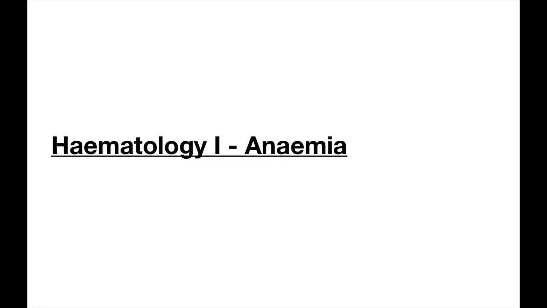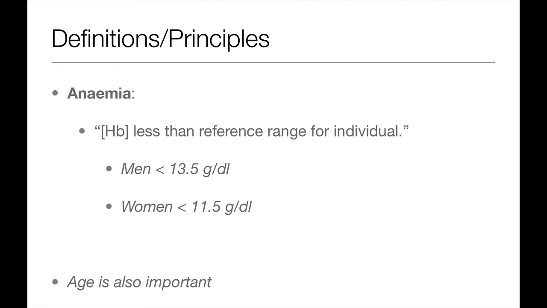Let's talk a little bit about anemia. Let's start by defining anemia. What exactly is anemia? Well, anemia can be defined as a hemoglobin that's less than the reference range for an individual. Obviously, different labs, different hospitals will have different reference ranges, but generally it's worth learning 2 figures. For men, an anemia would be less than 13.5, and for women, less than 11.5.